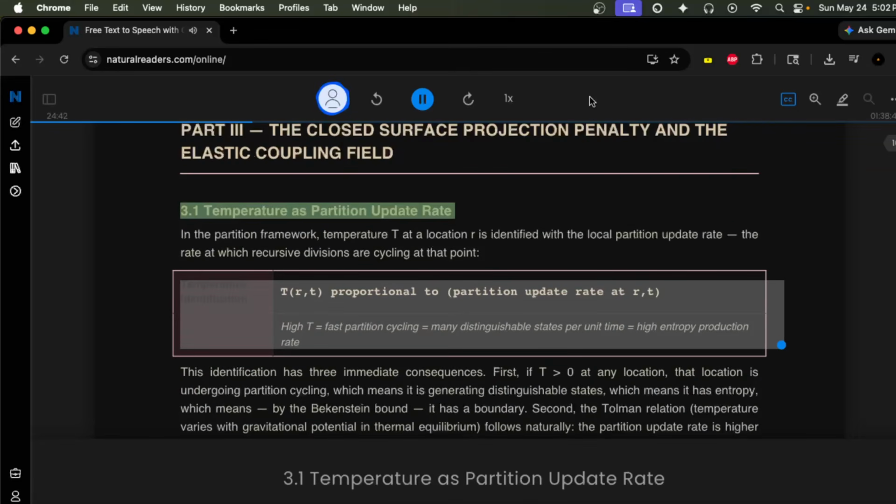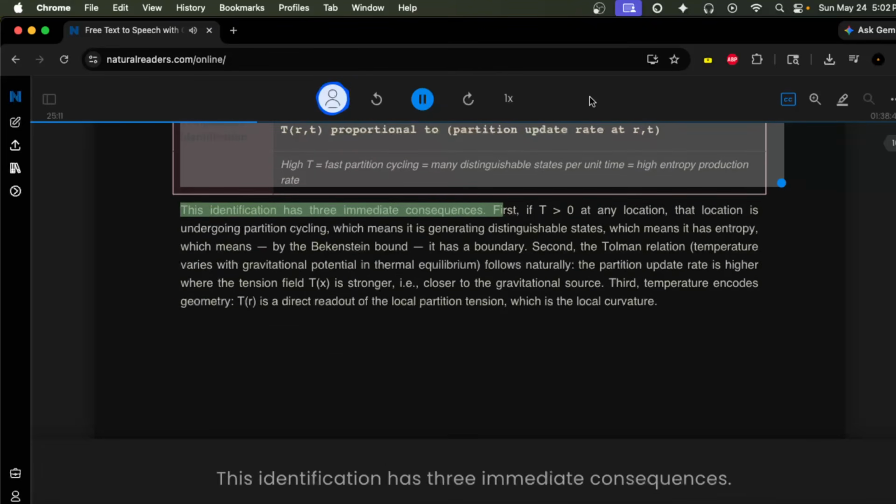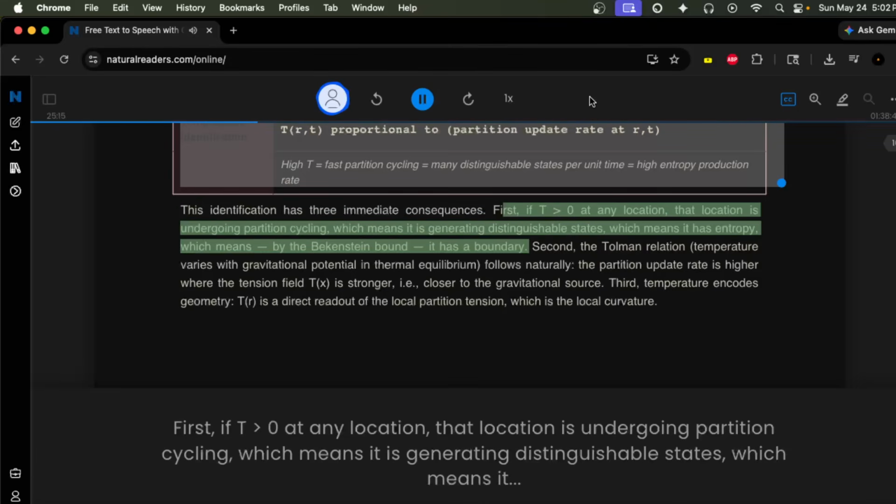3.1 Temperature as partition update rate. In the partition framework, temperature T at a location R is identified with the local partition update rate, the rate at which recursive divisions are cycling at that point. This identification has 3 immediate consequences. First, if T is greater than 0 at any location, that location is undergoing partition cycling, which means it is generating distinguishable states, which means it has entropy, which means, by the Bekenstein bound, it has a boundary.